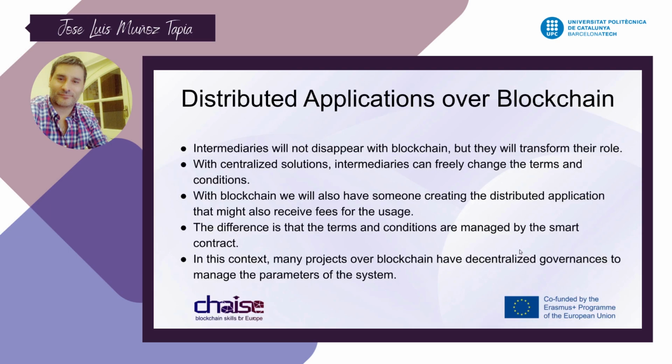So, this was an example in which there are two parties and there is a strategic interaction between them. It is obvious that intermediaries will not disappear with blockchain, but they will transform their role in the form of smart contracts.